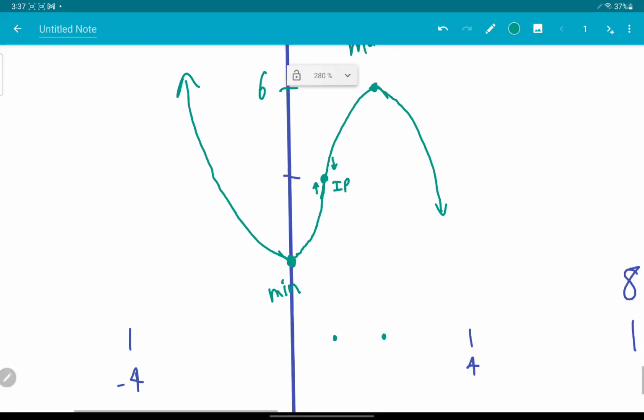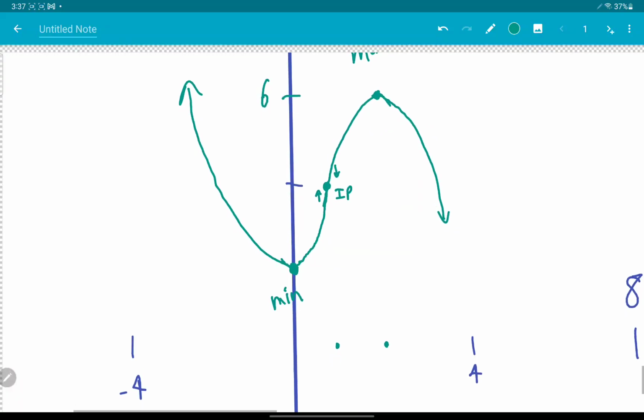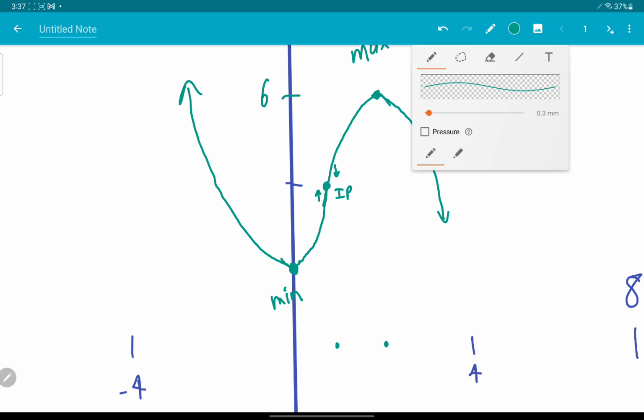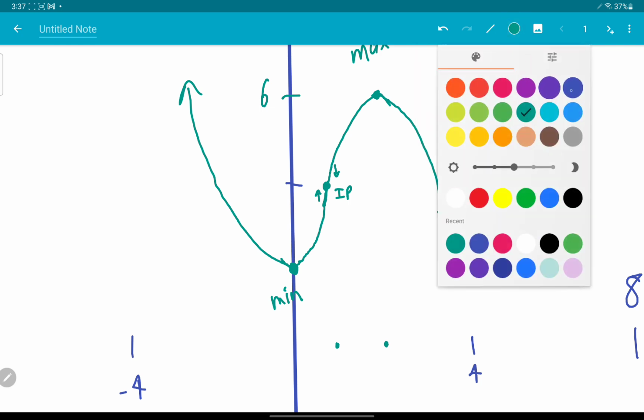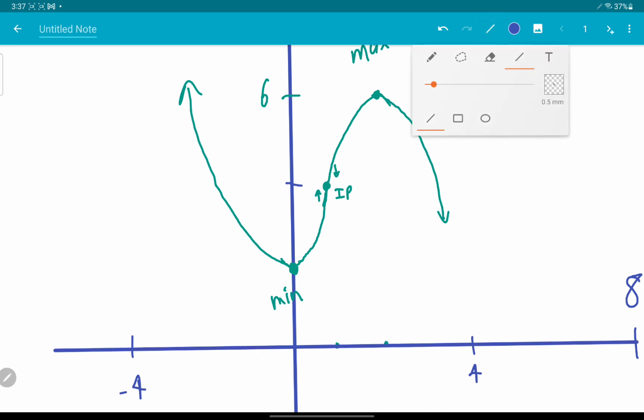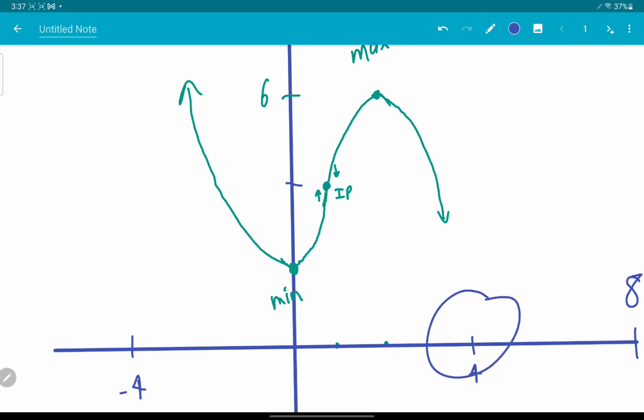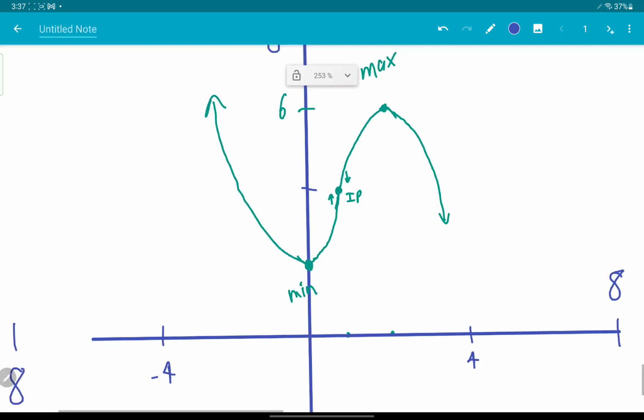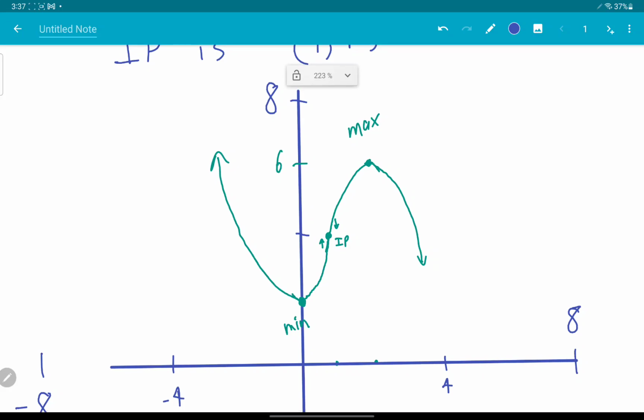There is an x-intercept. Oh, I lost my x-axis. Just give me a second here. Put my x-axis back in. So there is an x-intercept somewhere over here, but that was too hard to find, so we didn't bother. All right, so that's the picture I get.